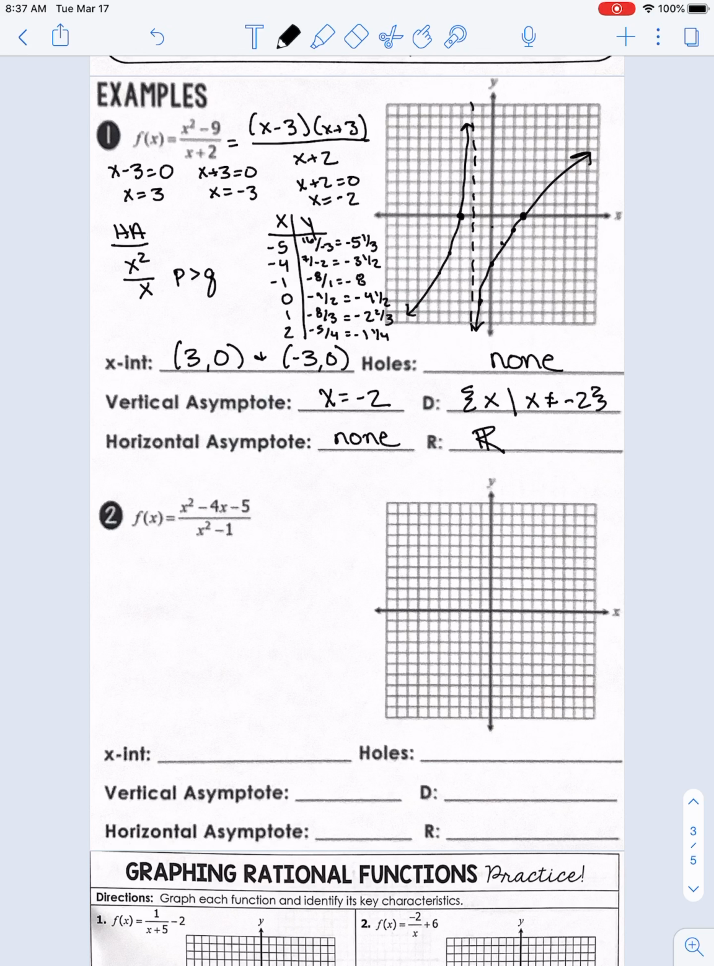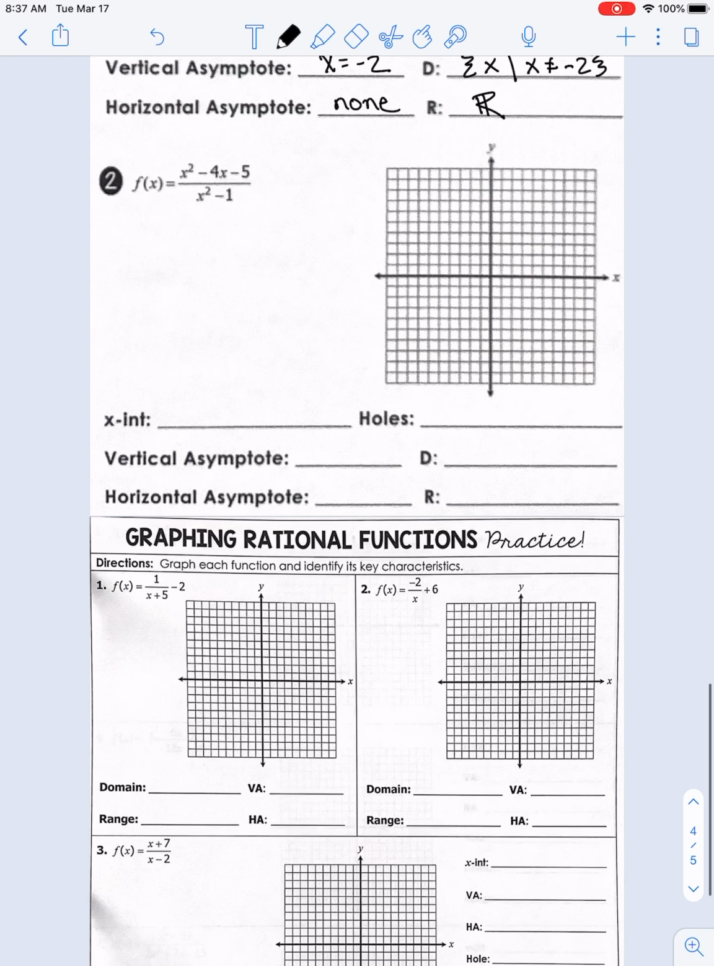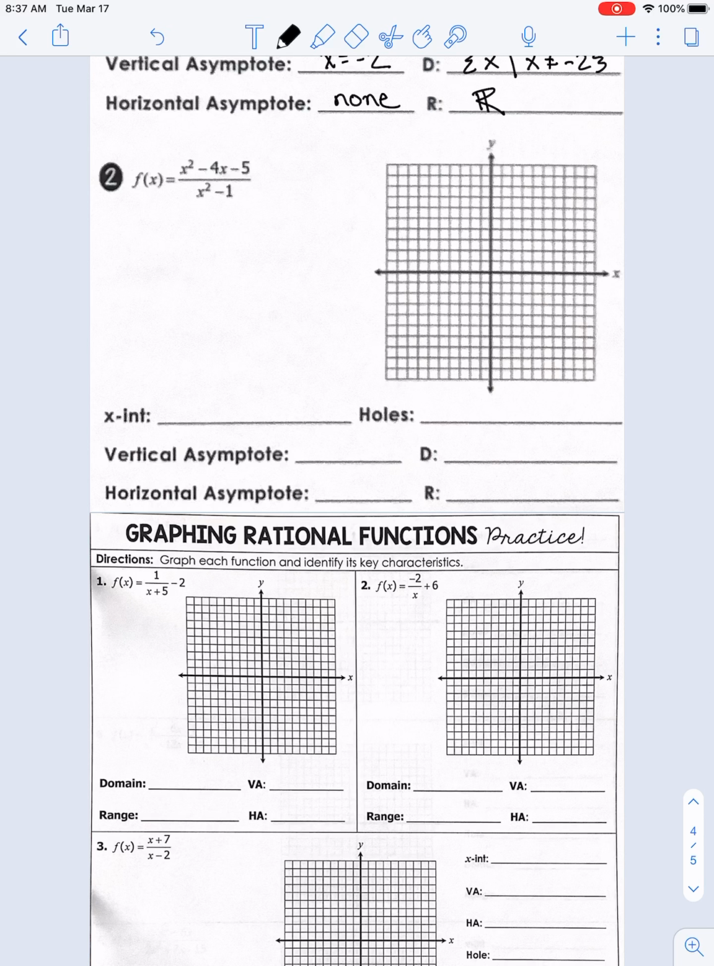Okay, let's analyze our next one. If I am simplifying the top, this looks like I will have an x minus 5 times x plus 1 all over x minus 1, x plus 1. So I do have a common factor of x plus 1 here, which means I will have a hole. Okay, so step 1 done, simplified.